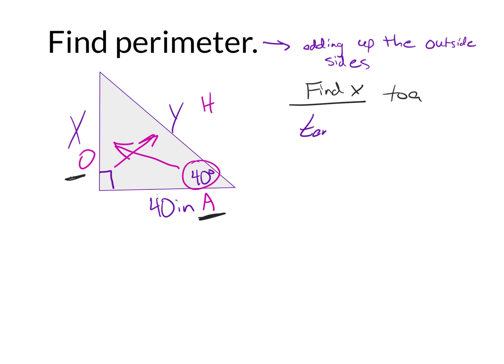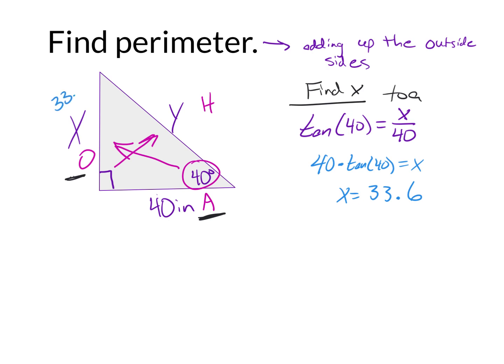So I'm going to say tan of the angle 40 is equal to the opposite x divided by the adjacent 40. Well, the x is on top, so we're going to multiply 40 times tan 40, and it's going to give me the x. So I do 40 times tan 40, and x is equal to 33.56, which is 33.6. Okay, so this side is 33.6.